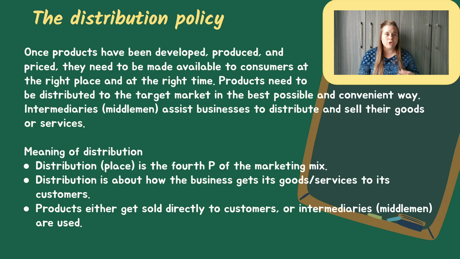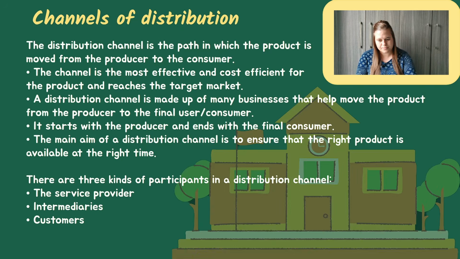The meaning of distribution. Distribution, we'll be talking about place, is the fourth P in the marketing mix. Distribution is about how the business gets its goods and services to the customers. Products either get sold directly to the customers or we make use of intermediaries. There are different channels of distribution.